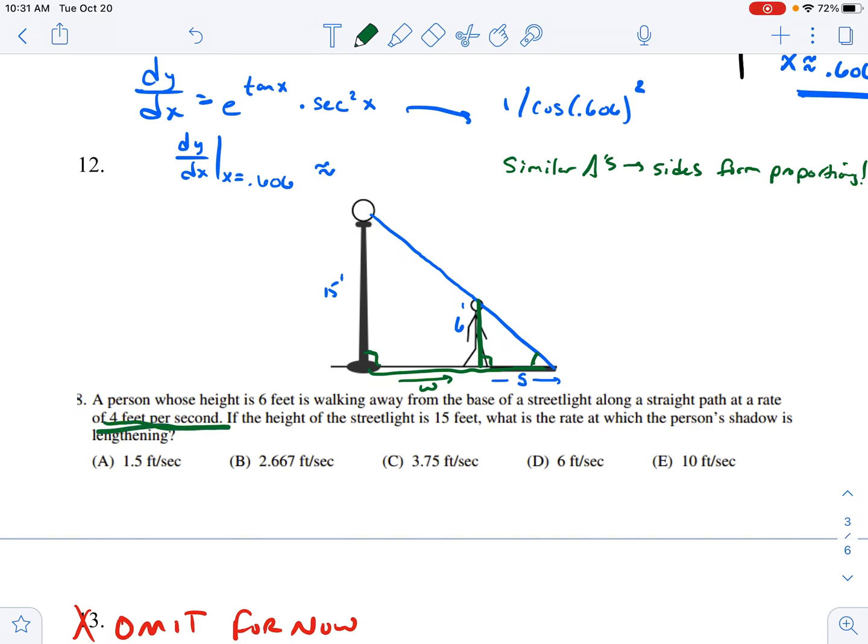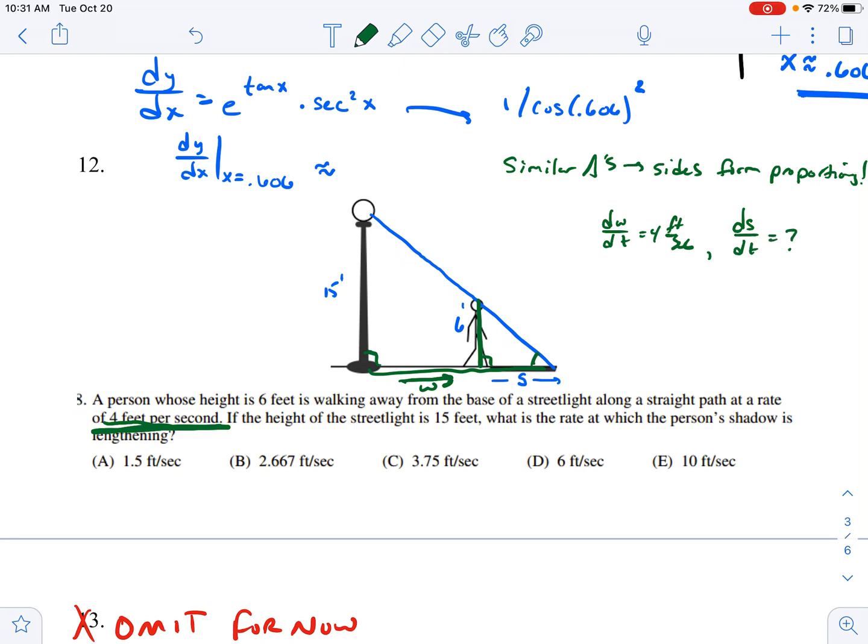Okay, now this 4 feet per second is the rate at which the person is walking. That is dw dt. We are looking for the rate at which the shadow is lengthening. We want ds over dt.